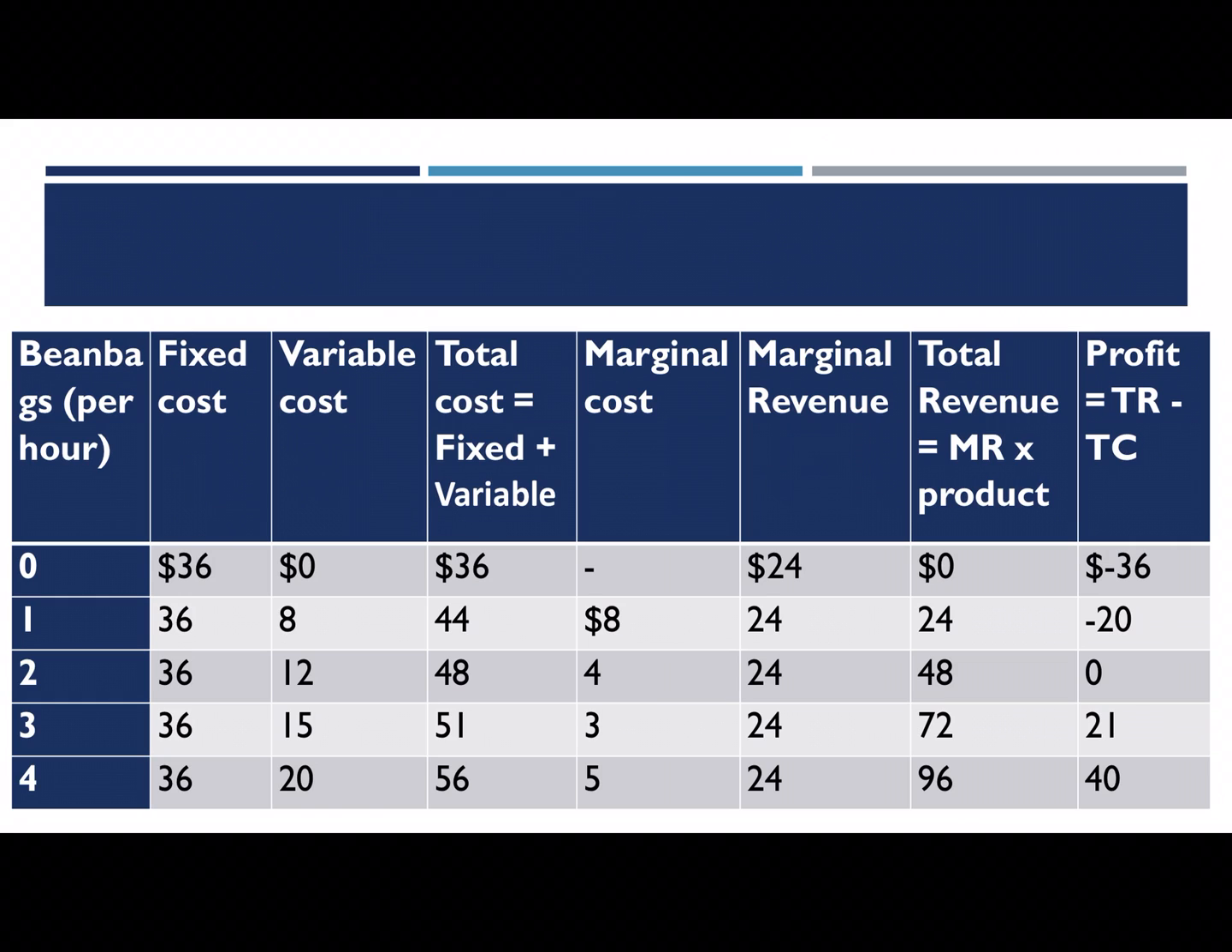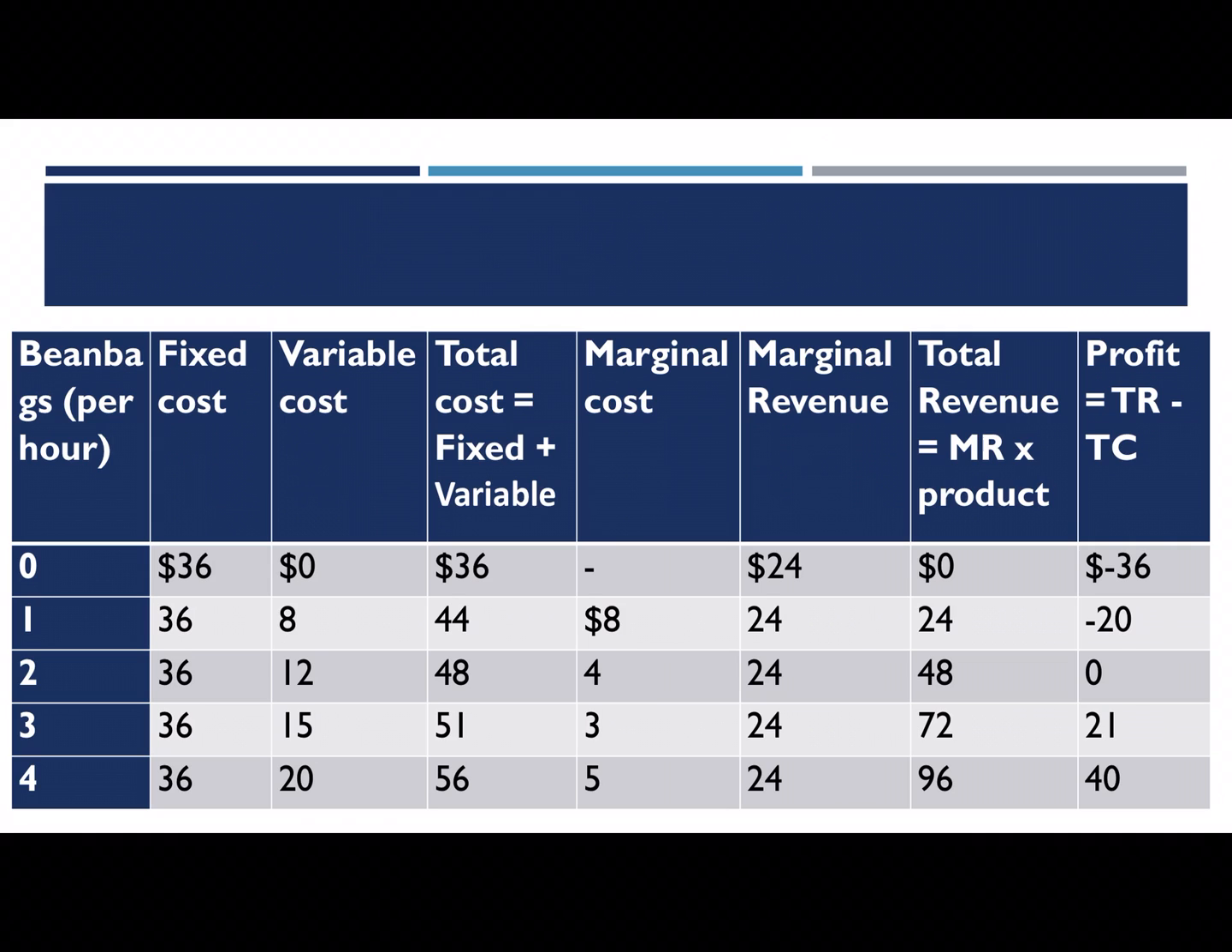And let's go back here to our table one last time. So again, you see the total revenue as we just covered. The last thing is profit. I want to talk about. So how do we calculate profit? Well, profit is the total revenue subtracted by the total cost. So if we look at the 2 beanbags per hour, we sell them at our price, which is equal to the marginal revenue, $24. Our total revenue is $48. Our total cost of producing the 2 beanbags, though, is also $48, so our profit is 0, break even.